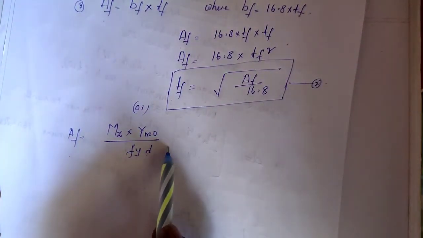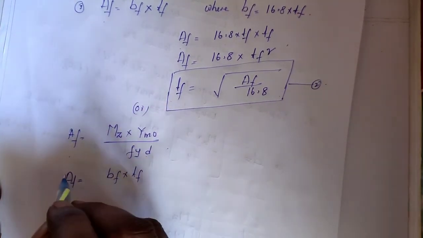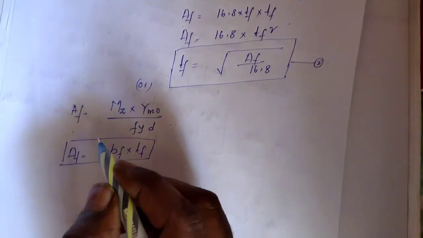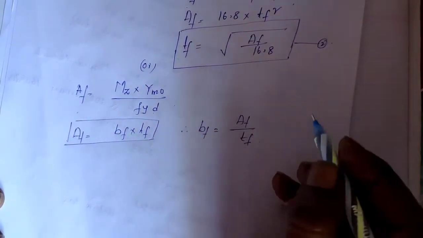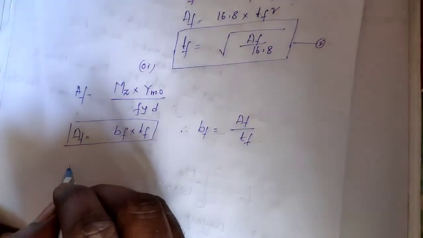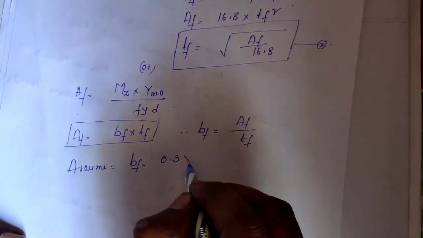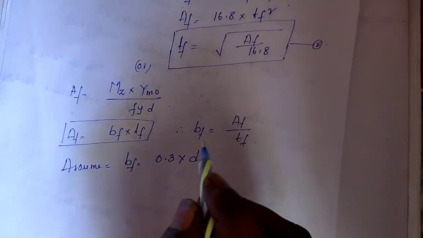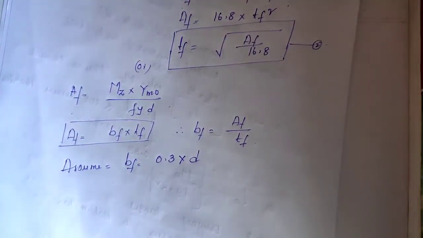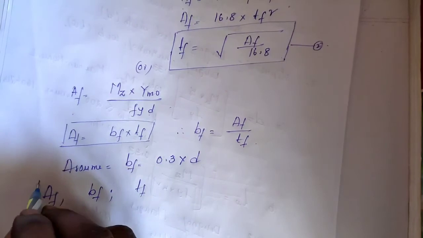This is the first formula: AF is equal to MZ by gamma MO. AF is equal to BF into TF, and this is the construction formula. Therefore, BF is equal to AF by TF. Another form: assume BF is equal to 0.3 into small d. This is the area of the flanges. AF is calculated, BF is calculated, and TF is calculated.